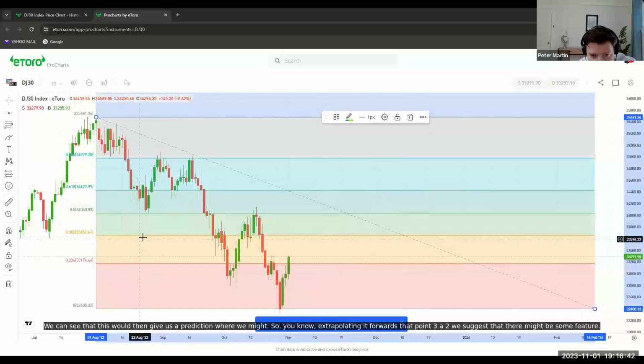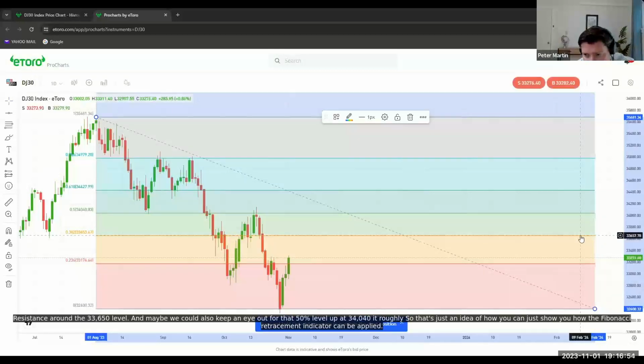We can see that, extrapolating it forwards, 0.382 would suggest that there might be some future resistance around the 33,650 level. And maybe we could also keep an eye out for that 50% level up at 34,040, roughly. So that's just an idea of how the Fibonacci retracement indicator can be applied.